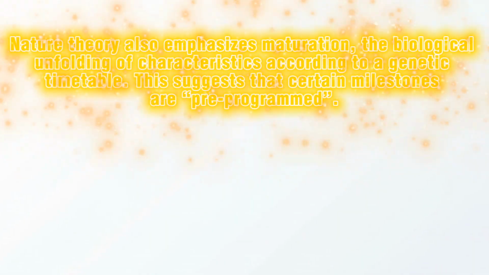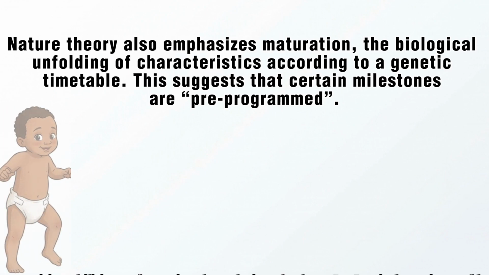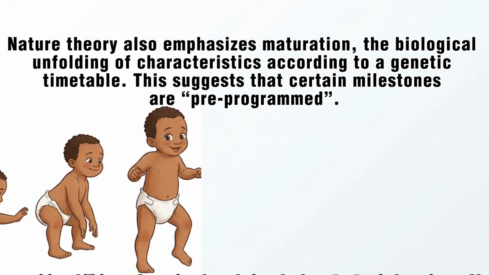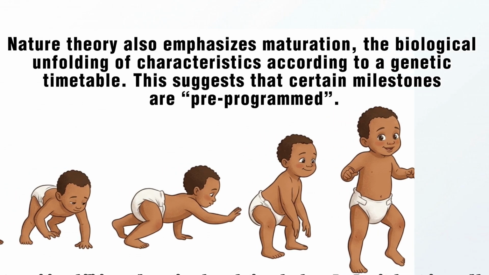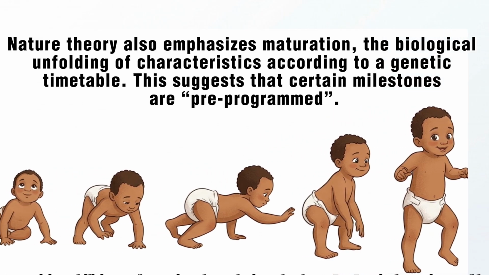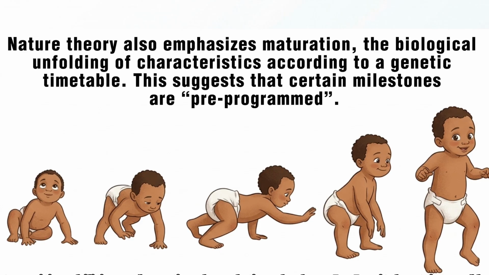Nature theory also emphasizes maturation, the biological unfolding of characteristics according to a genetic timetable. This suggests that certain milestones are pre-programmed. Example: a child is genetically programmed to begin walking or teething at a certain age. Nature theorists argue that cognitive abilities and emotional regulation also have on switches triggered by biological age, relatively independent of environmental stimulation.